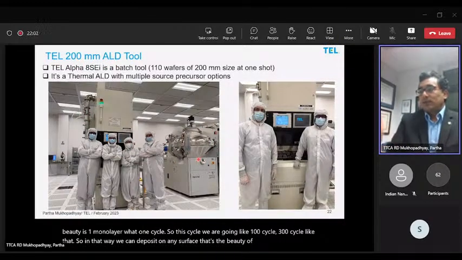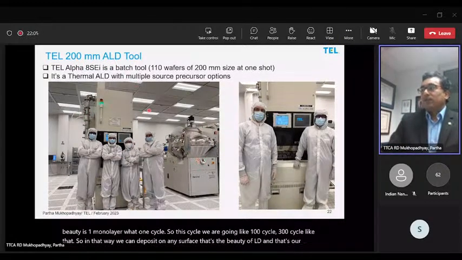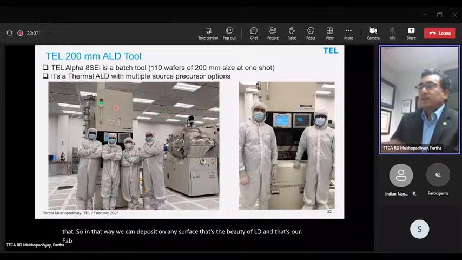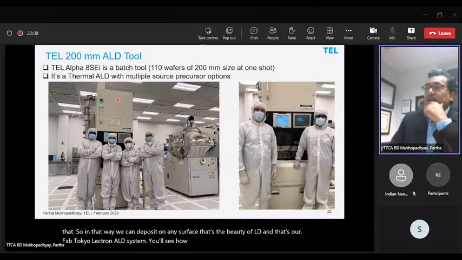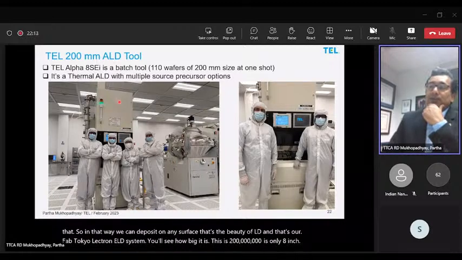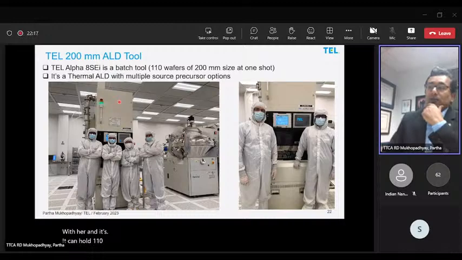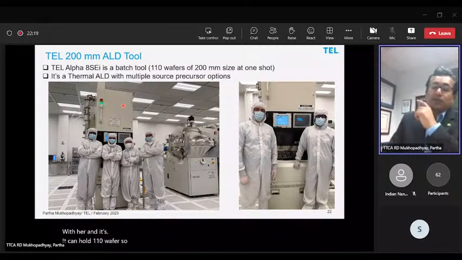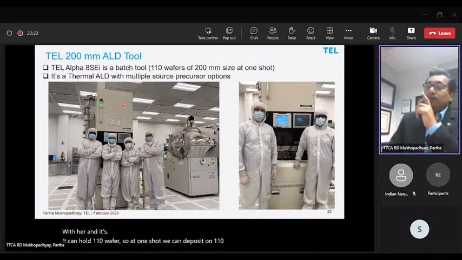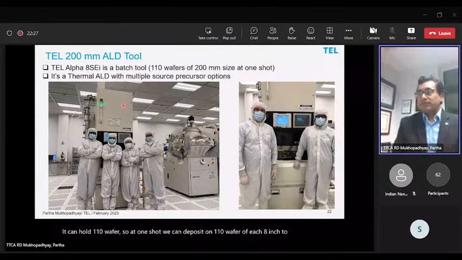And that's our fab's Tokyo Electron ALD system. You see how big it is. This is 200 millimeter, it's only an 8-inch wafer, and it can hold 110 wafers. So in one shot, we can deposit on 110 wafers, each an 8-inch, 200 millimeter substrate.